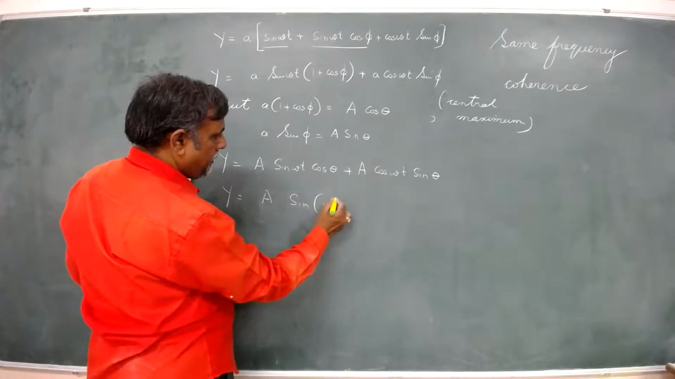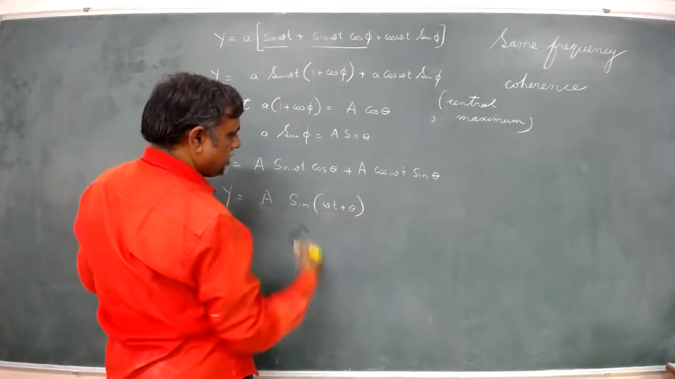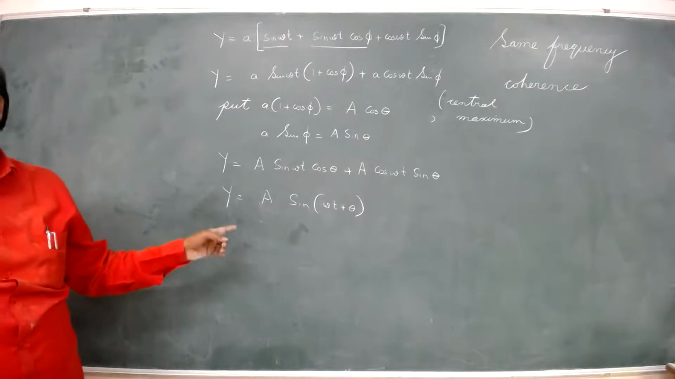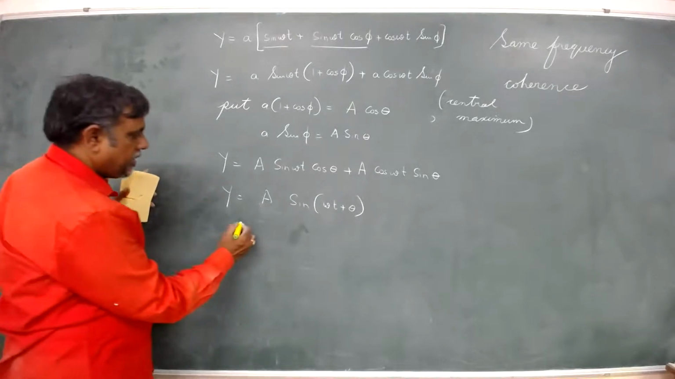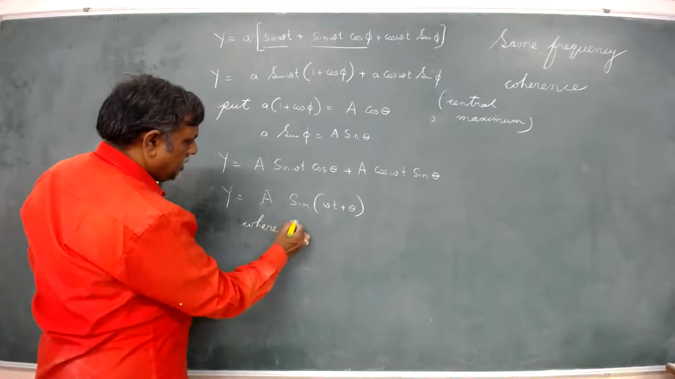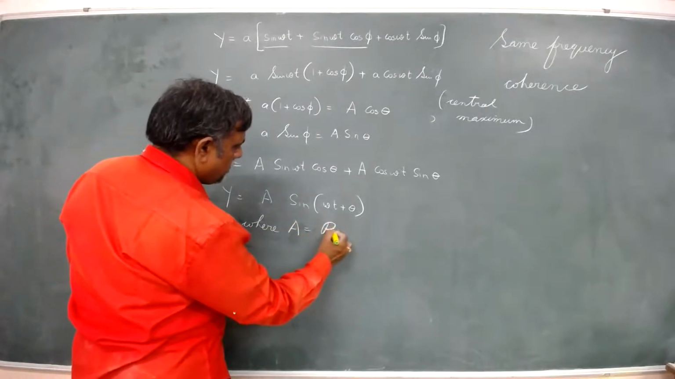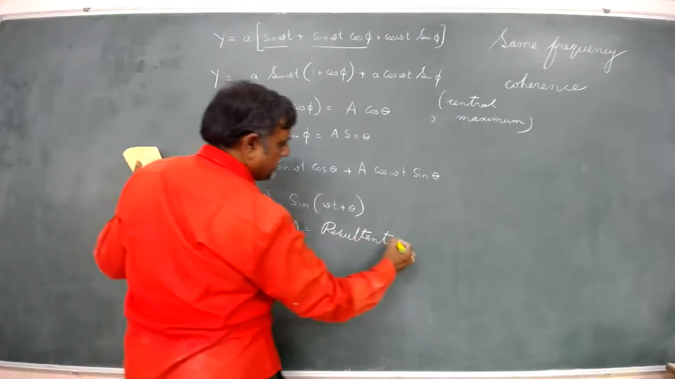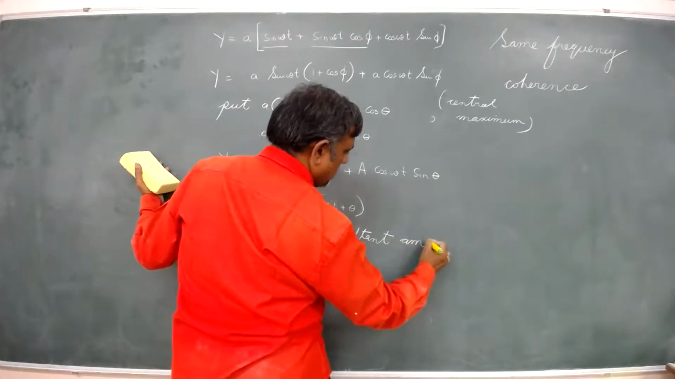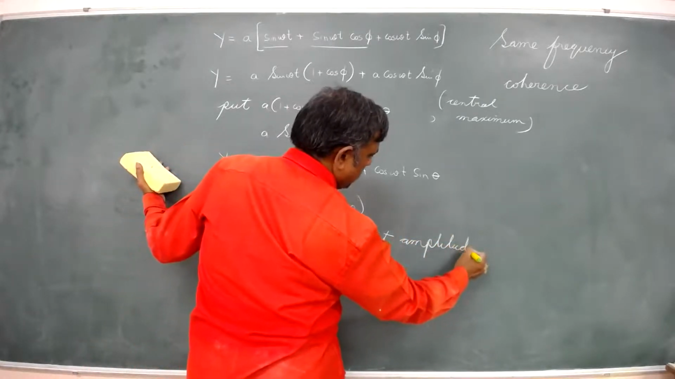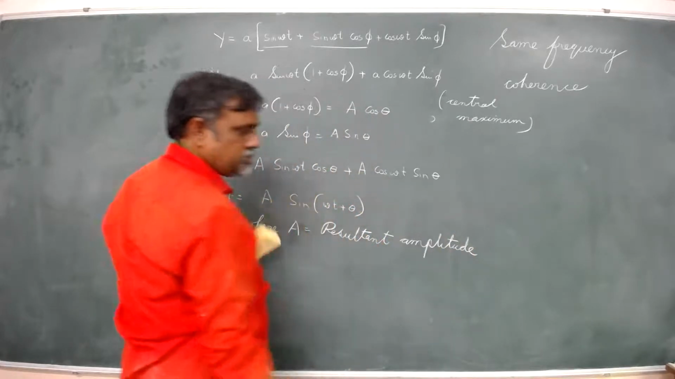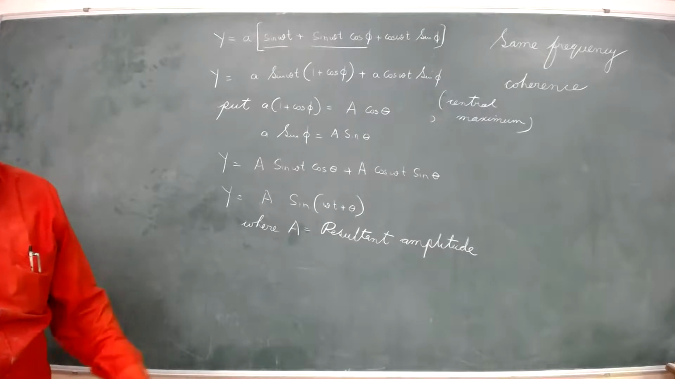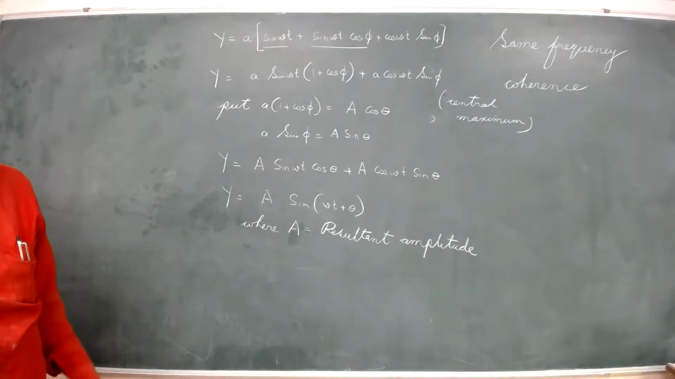Sin omega t plus theta, where capital A is the resultant amplitude. Capital A is equal to resultant amplitude. Got it? Okay.